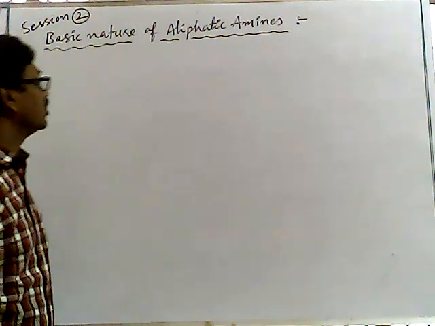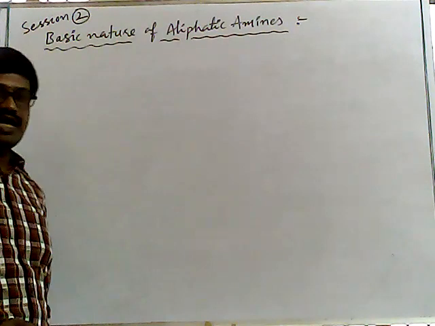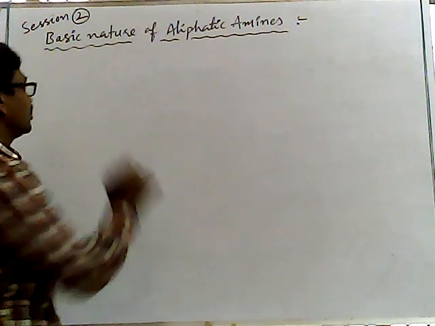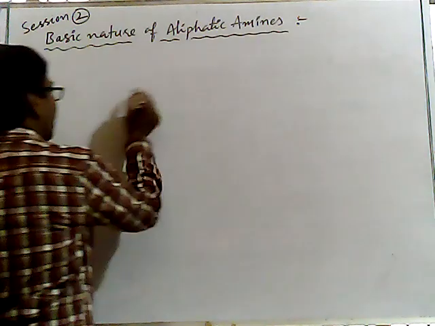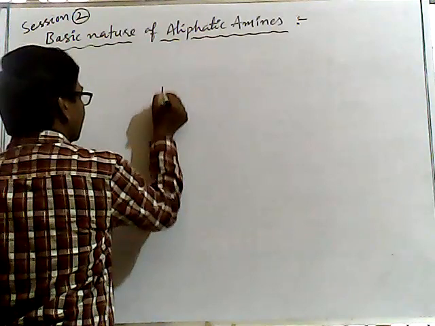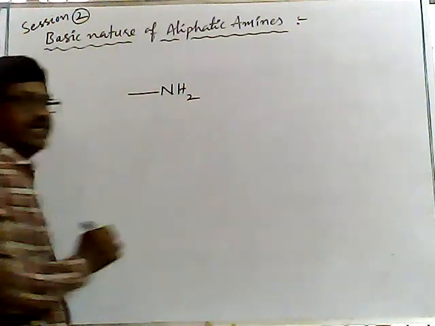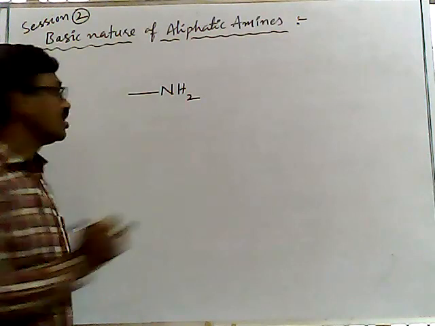Okay. Now we'll take the basic nature of aliphatic amines. So first, you should know about amines, and how we can expect the basic nature of amines. Amines are nothing but NH2 group containing compounds. They are obtained from ammonia.